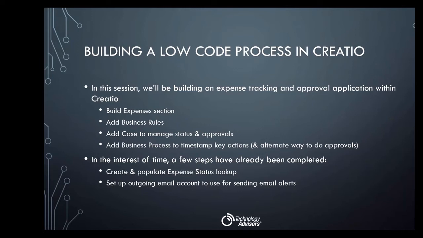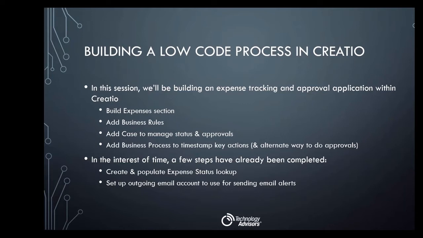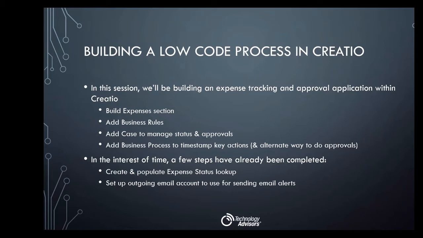So we're going to build an expenses section. We're going to add some business rules. We're going to add a case that's going to manage the status and the approvals of each expense. And then we're going to add some business processes. We want to timestamp some key actions and talk about other ways we could do approvals. Hopefully we can get all that done within less than 30 minutes. I think we can do it. I'll move a little bit quickly because of that.